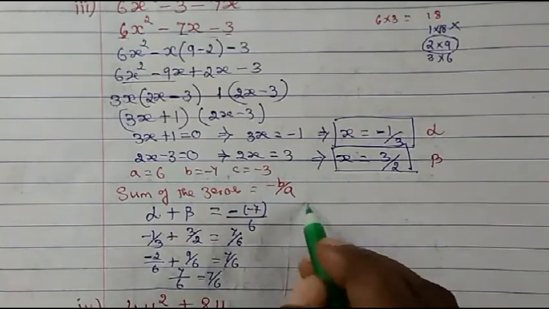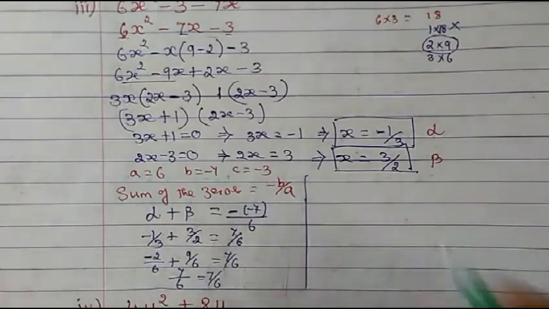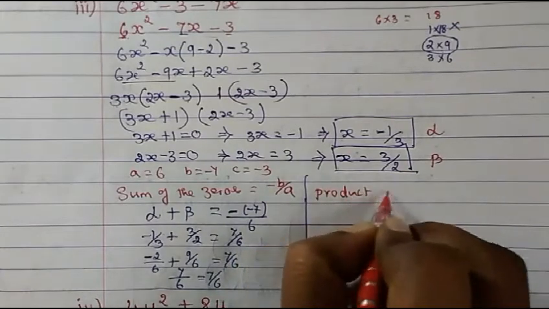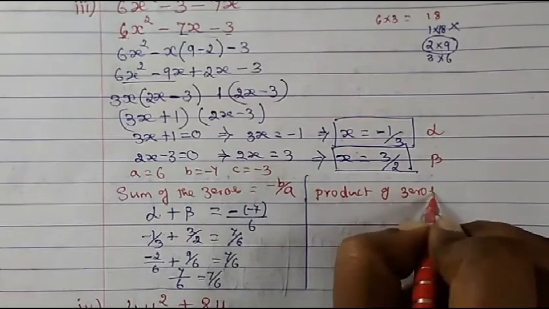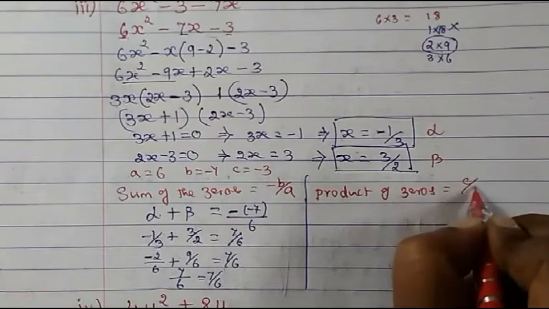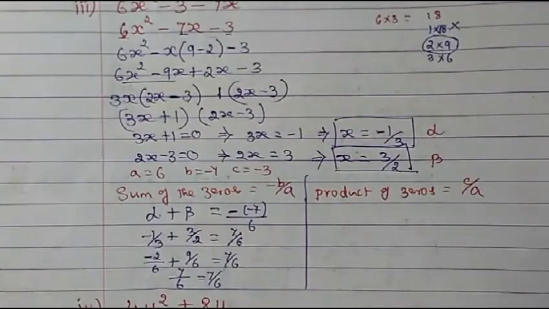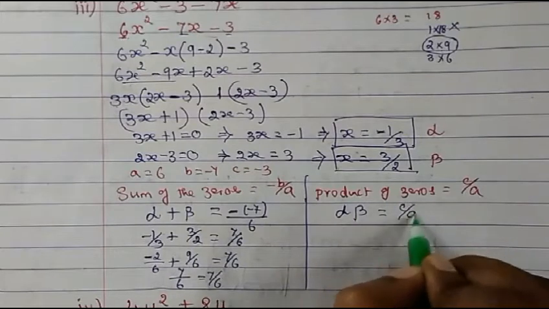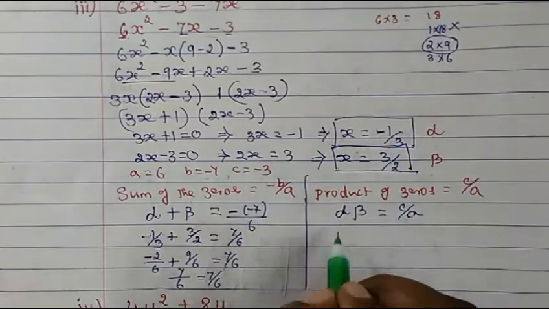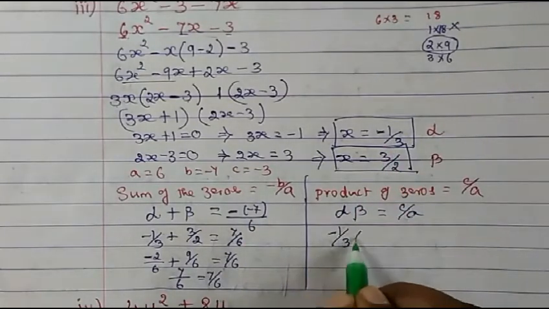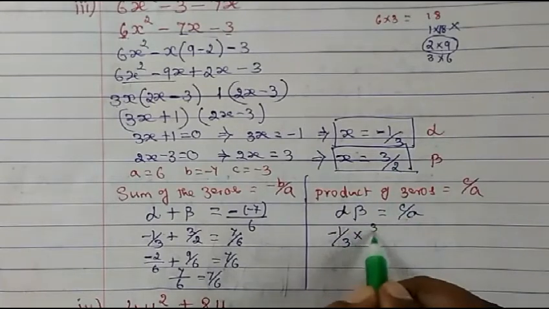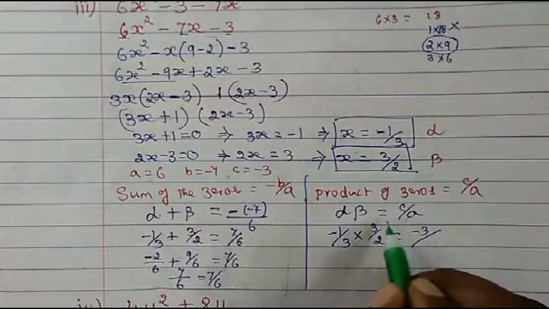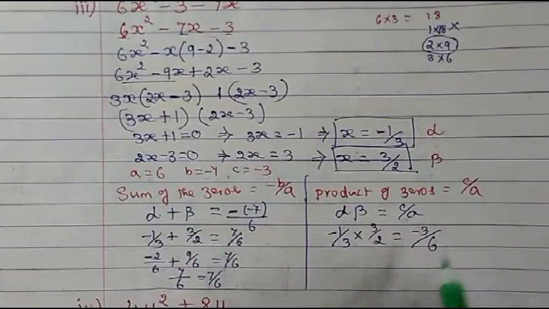So now let's see the product of the zeros. Product of zeros, that is C upon A. So product of zeros is alpha beta equal to C upon A. Alpha is what? Alpha is minus 1 upon 3. Beta is 3 upon 2. C is what? C is minus 3. A is what? A is 6.